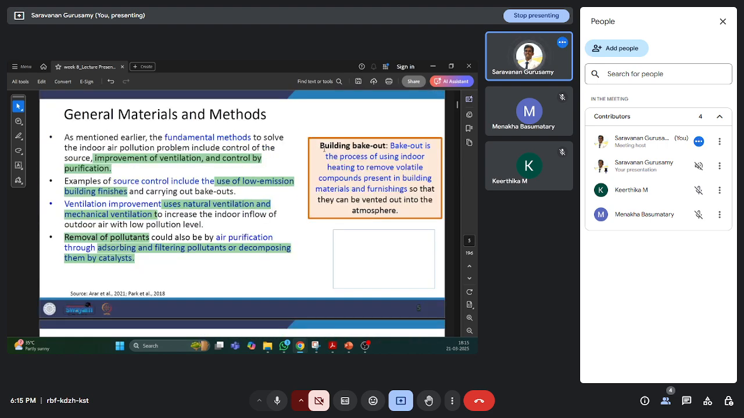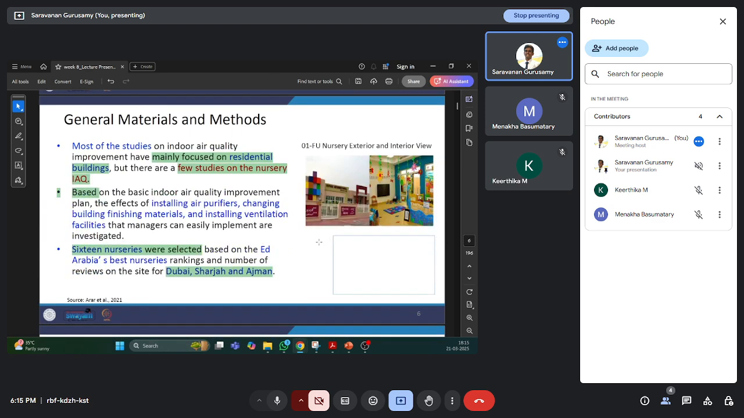That is called building bake out. It is the process of using indoor heating to remove volatile compounds present in the buildings. What is volatile? It becomes solid to vapor at high temperature. So we are heating the building to remove the volatile organic compounds. That is one type of method, called building bake out. It is a kind of baking system. Building, we are baking. You got it.